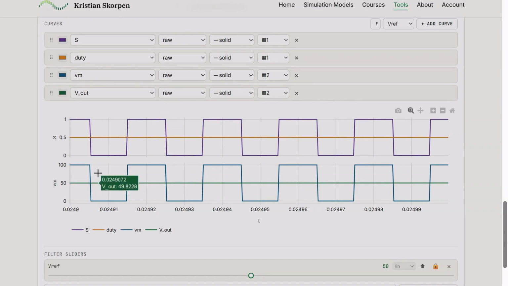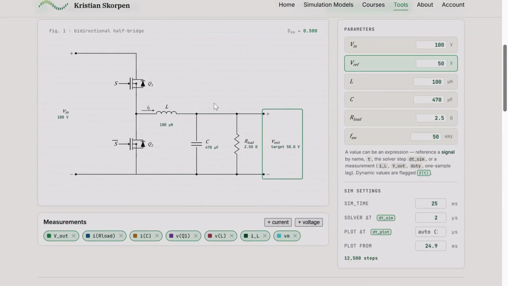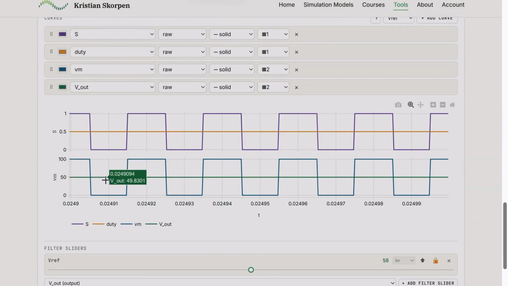And here we have the voltages inside the circuit. Vm is the voltage between the switches, so it's this voltage here. And then the green one is the output voltage. You can see that the filter averages the Vm so that we get a constant output voltage.